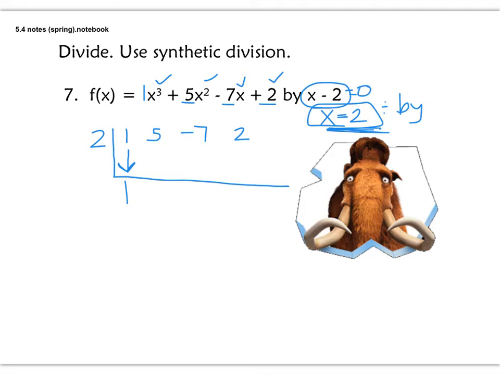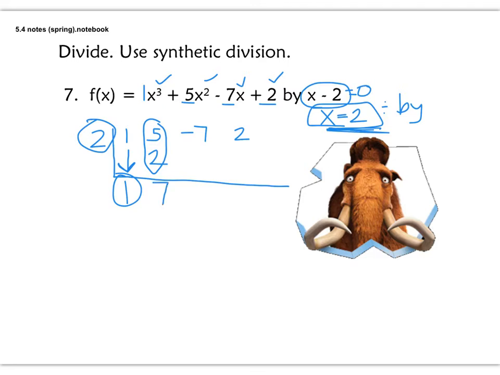Now, to do synthetic division, all you have to be able to do is multiply and add. And I know this is a lot of times where we mess up. So grab your calculator if your multiplying and your adding skills aren't the best, okay? So what you're going to do is multiply 2 times 1, which is 2, and then you add what's going on in here. So 5 plus 2 is 7.